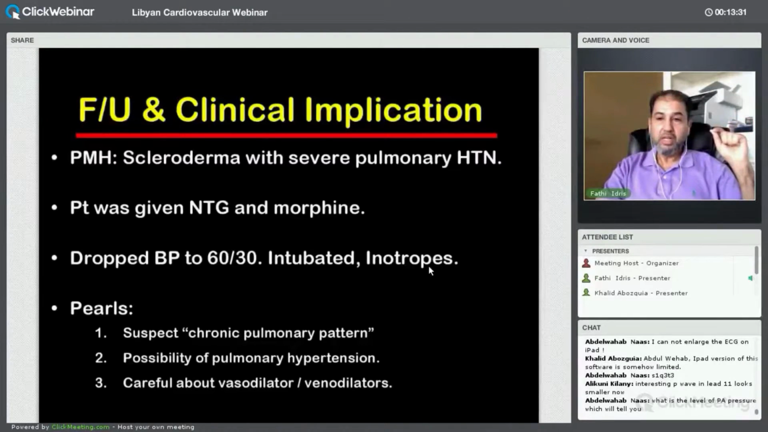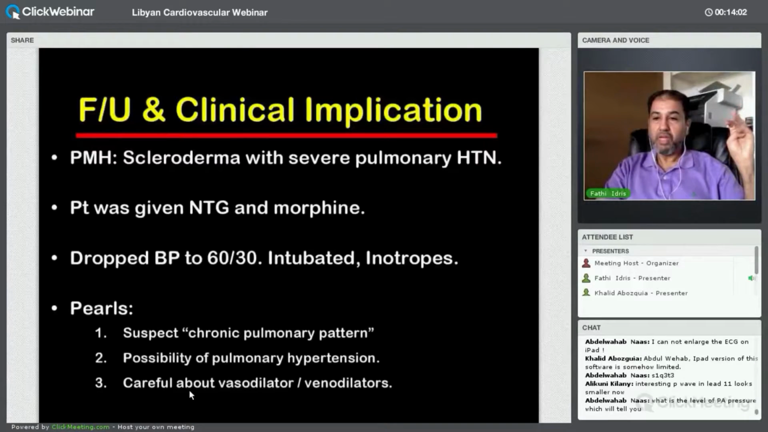So from this case, the bottom line is to suspect chronic pulmonary disease. When you look at somebody with a positive lead V1, suspect chronicity by finding an enlarged right atrium, right ventricle, and axis shift. You look at lead 1 and lead V1. These can be very helpful. Also think about the possibility of pulmonary hypertension, and be careful about using vasodilators.